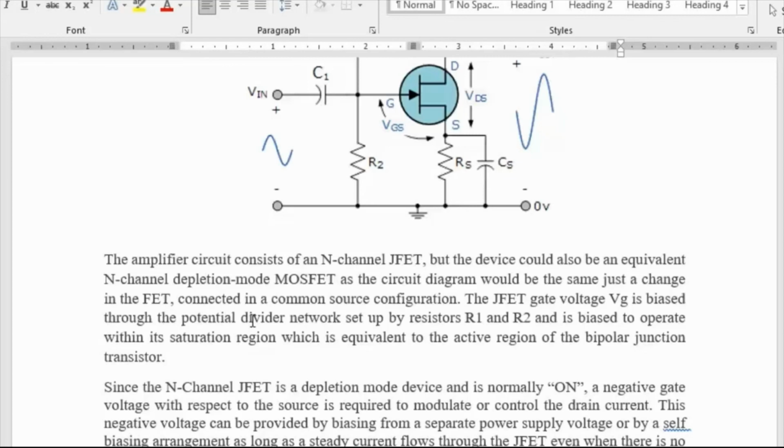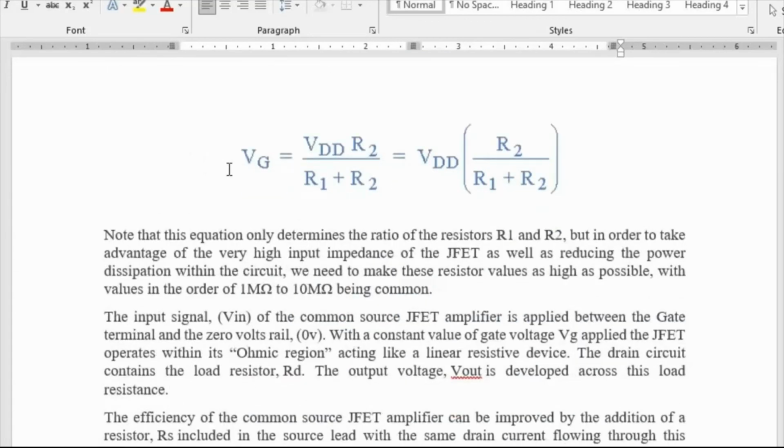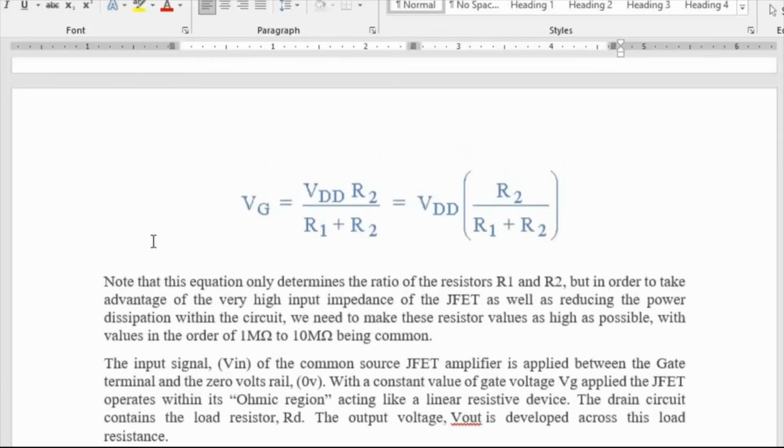Connected in a common source configuration, the JFET gate voltage VG is biased through the potential divider network set up by resistors R1 and R2 and biased so as to operate within the saturation region, which is equivalent to the active region of a bipolar junction transistor. Okay, so this is the formula for voltage divider common source amplifier. VG equals VDD times R2 divided by R1 plus R2.